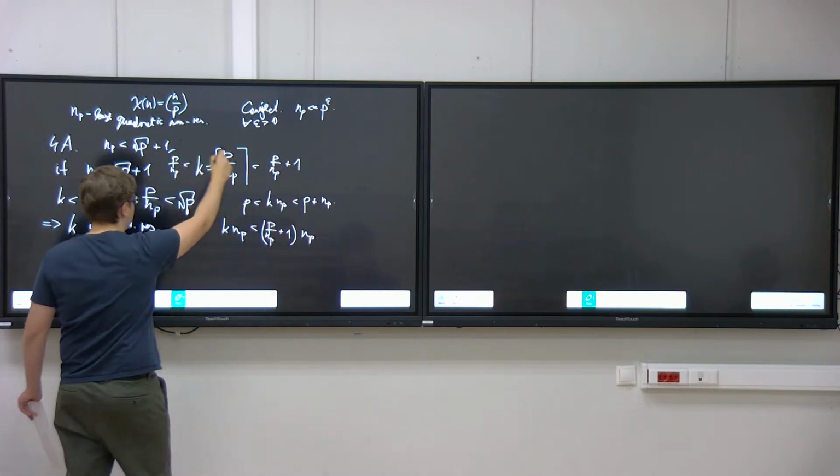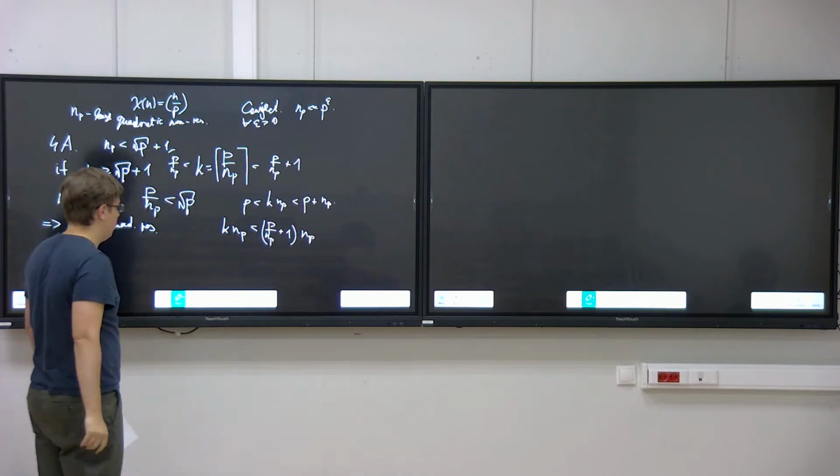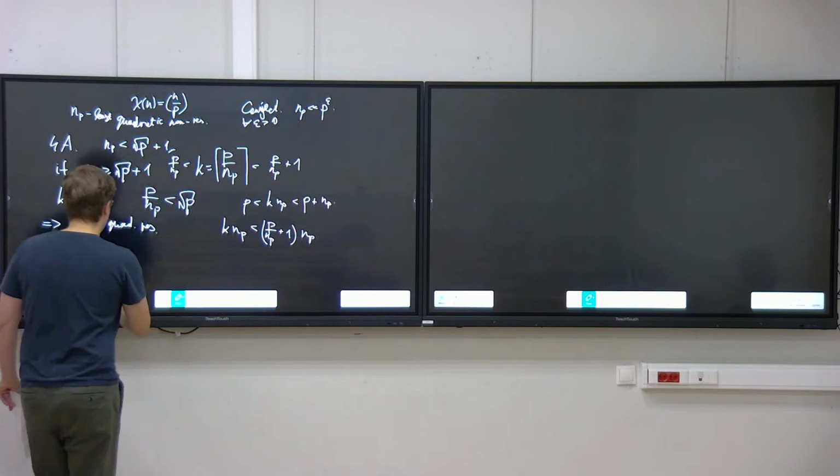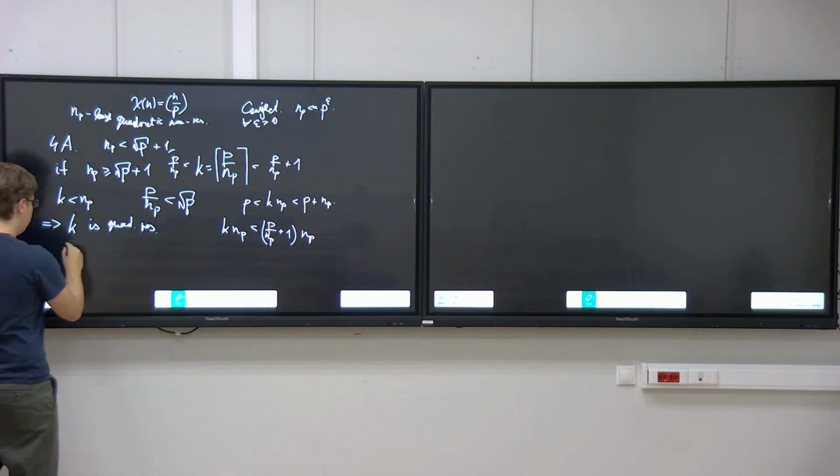Because this is not an integer. And so, what is K and P? It is also a quadratic residue. Do you agree?